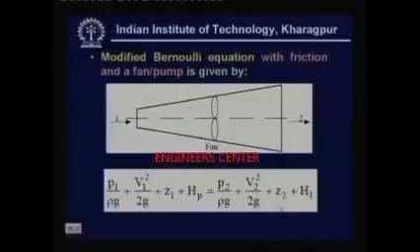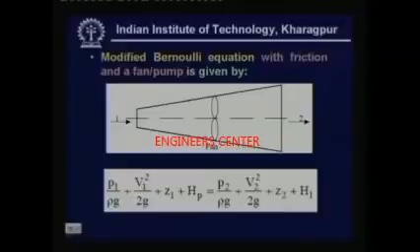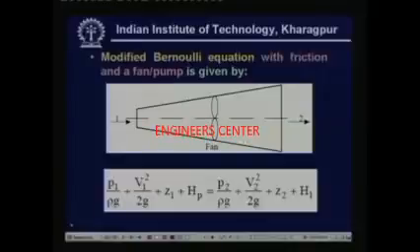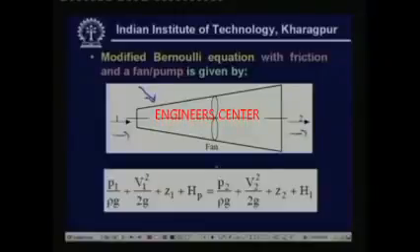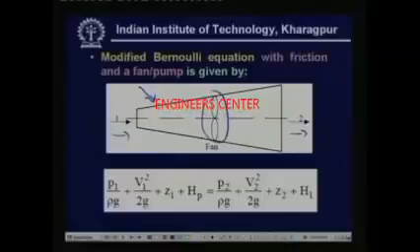Now that is what is shown in this slide. This is the modified Bernoulli equation with friction and a fan or pump, and I have shown here an arbitrary cross section. That means the cross section area need not be constant, and the fluid enters here and fluid leaves here, and this is the fan or a pump. So what is the modified Bernoulli equation for this kind of a situation? This is the modified Bernoulli equation, only the difference is this. This is nothing but the head gain due to the presence of the fan.